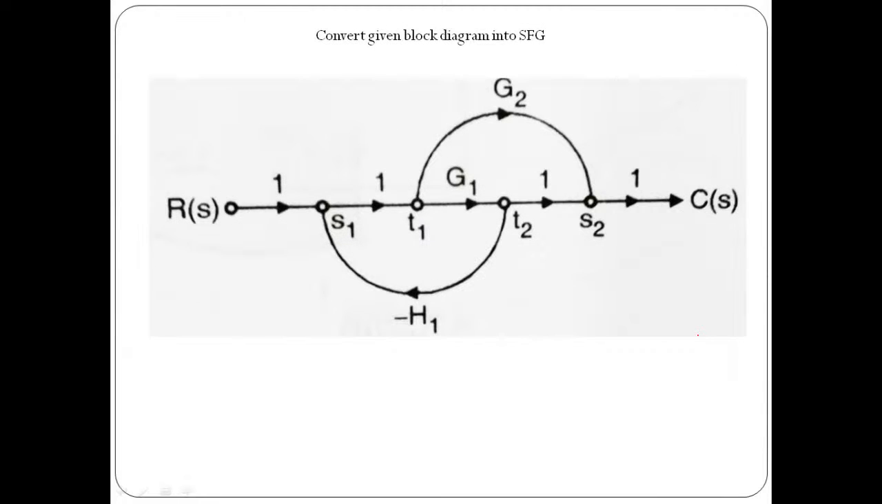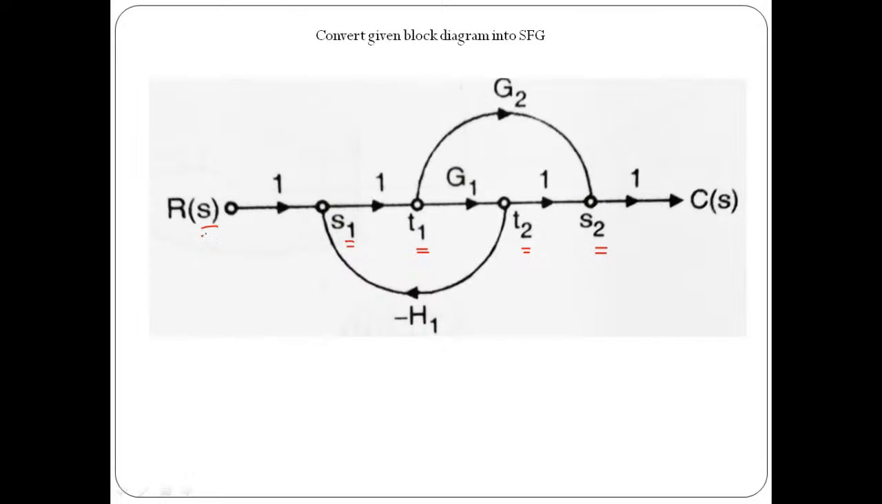The same logic is applied over here: whatever the number of summing points or takeoff points, each is indicated by a separate node. So here this indicates the first summing point, this indicates the second summing point, this indicates the first node, this indicates the second node, or first and second takeoff point, and then we need to club them.